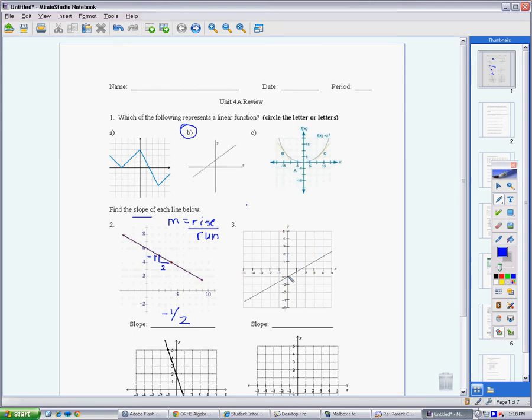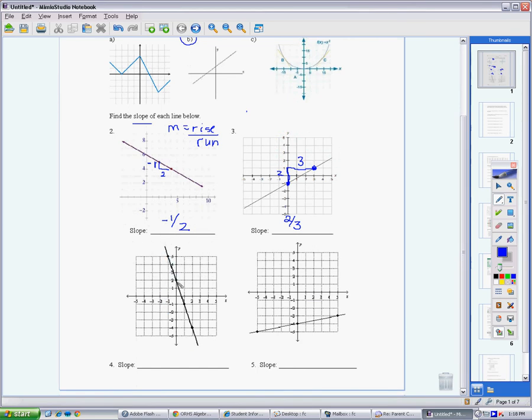On graph number 3, I'm going to mark my point at (0, -1), and I see another point at (3, 1). Those are not the only 2 points, but those are the 2 points I'm going to use. So again, I'm going to do my rise over run. I'm rising up 2 units and running to the right 3 units. So that gives me my slope of 2/3.